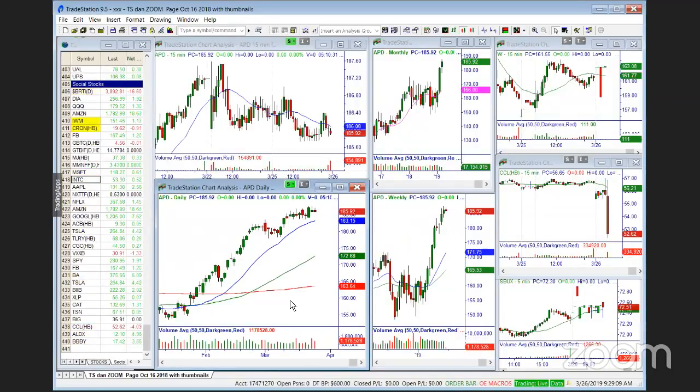Let me set an alarm on this APD at 187. It's just, I don't know what the target is, though. The extended weekly really concerns me on this one.